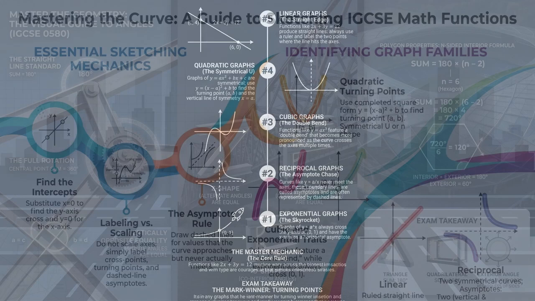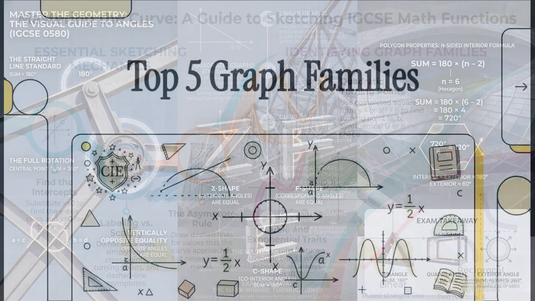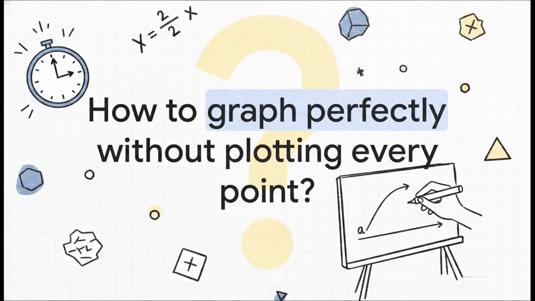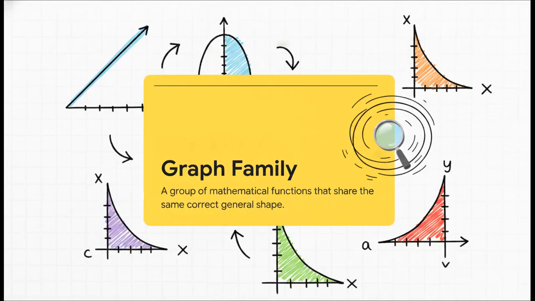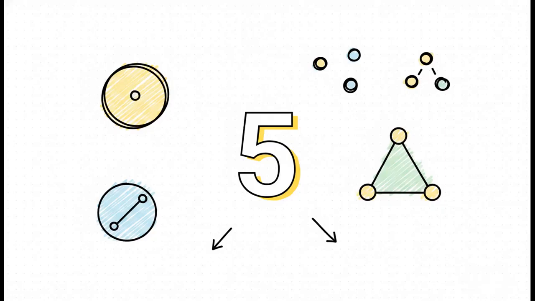Let's hack your IGCSE math exam. Today, we're completely conquering graph sketches in record time. Picture this. The exam clock is ticking, and plotting every single coordinate is just eating up your time. The real cheat code? Memorizing the visual personalities of the 5 core graph families. We're counting down the top 5 shapes you need to know, starting at number 5.